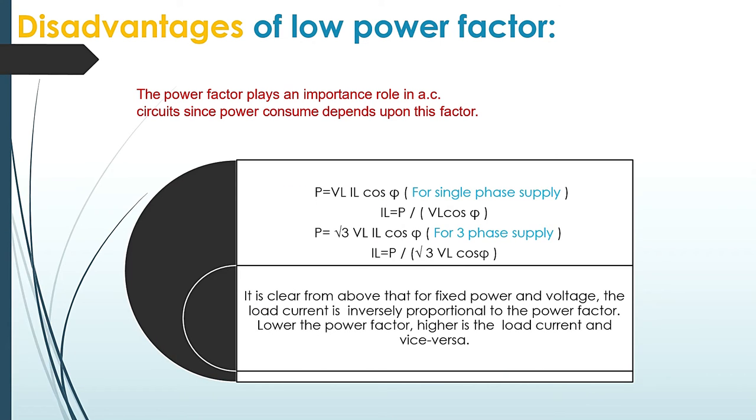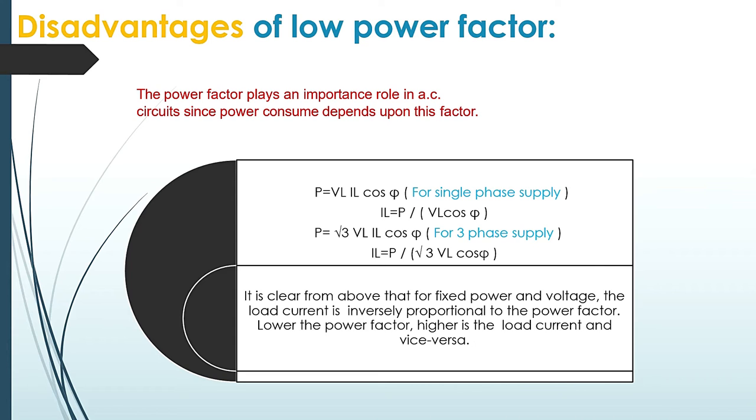The formula for the single phase supply is P is equal to VL IL cos theta, where IL is the load current and VL is the load voltage. So the load current is equal to P by VL cos theta for a single phase supply. For the three phase supply, P is equal to root 3 VL IL cos theta, so the load current is equal to P by root 3 VL cos theta.